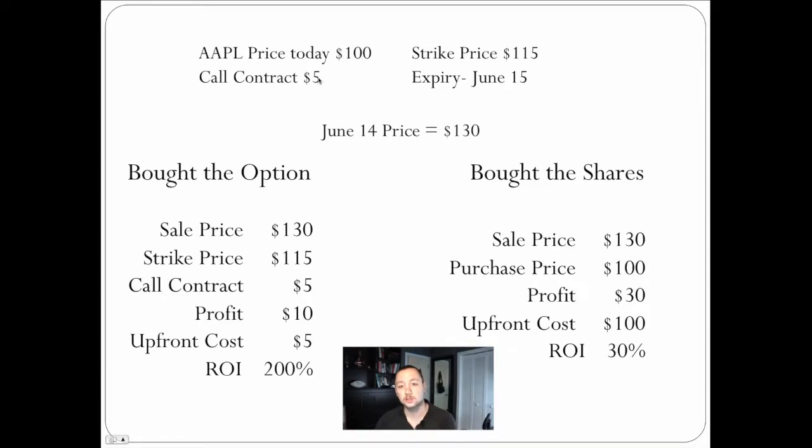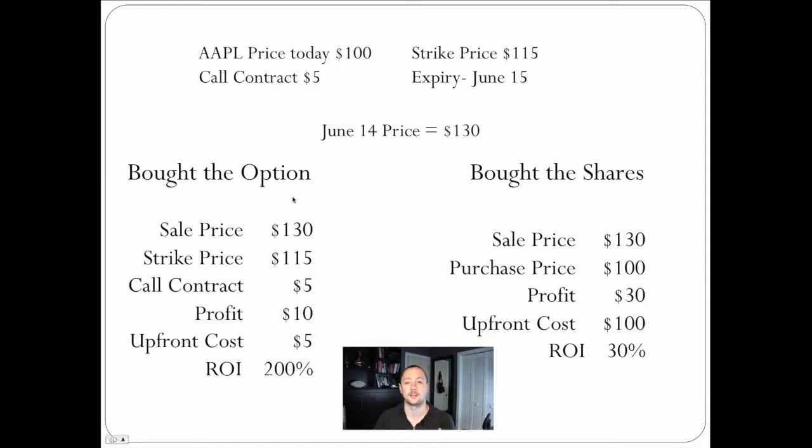But the actual cost of that contract was only $5 per share, and you made a profit of $10 per share. That gives you an upfront cost of $5 on a return of $10. That gives you an ROI of 200%. You spent $5 and you made 10. And you did it in a contract worth 100 shares, so realistically you made $1,000 on a $500 contract purchase. That's an amazing return, like pretty phenomenal on a couple week changeover here.